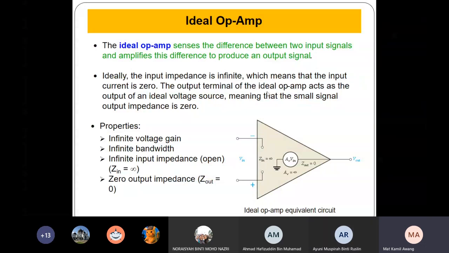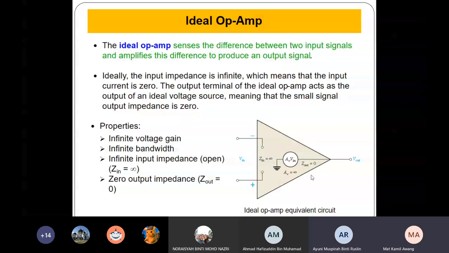The output terminal of the ideal op-amp acts as the output of an ideal voltage source, meaning that the small signal output impedance is 0. So basically the output impedance here is 0.